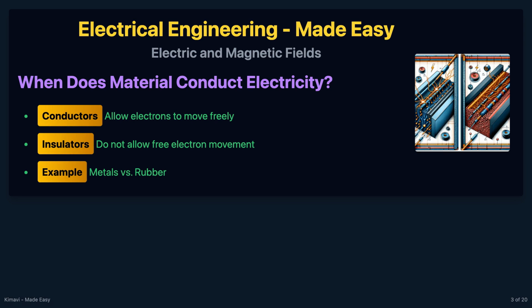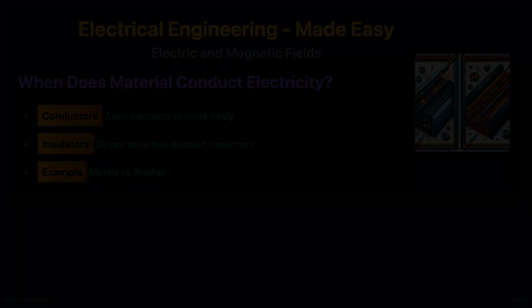Materials conduct electricity when they allow electrons to move freely through them. Conductors, such as metals, have free electrons that can move easily. Insulators, like rubber, do not have free electrons and thus do not conduct electricity well.